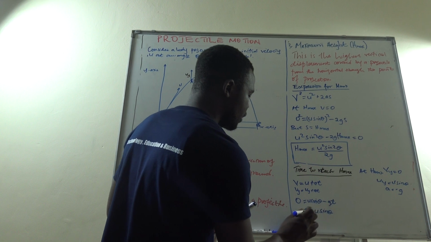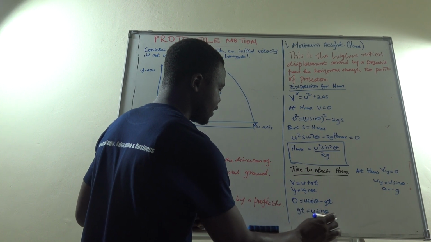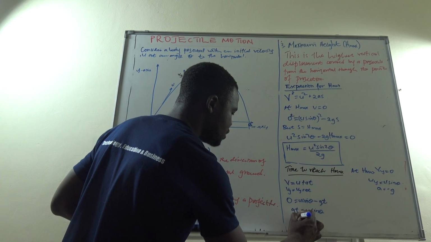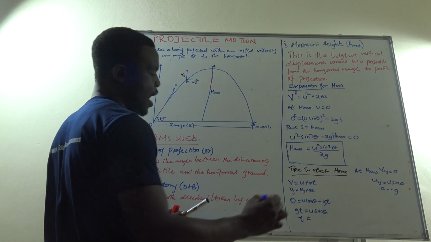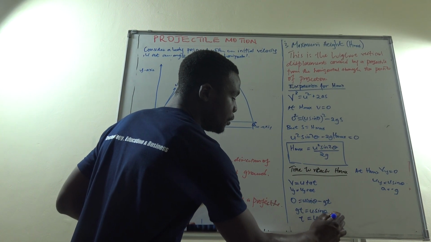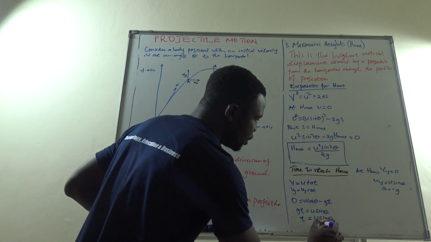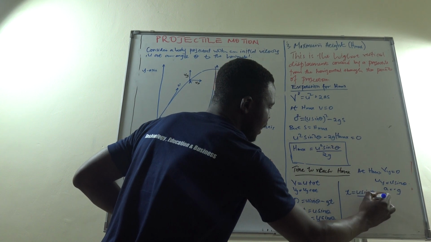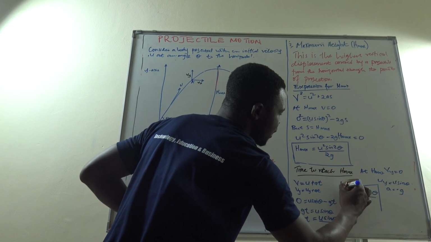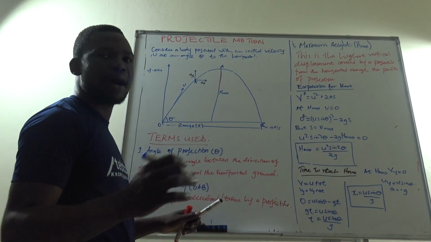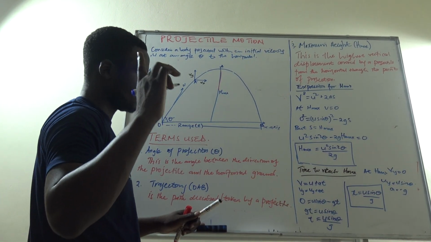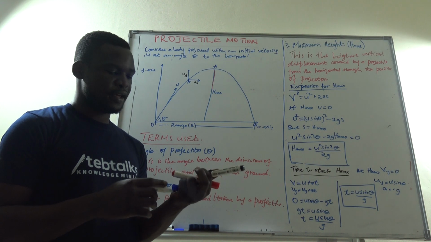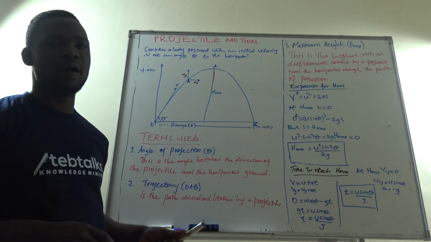When we collect like terms, gt comes this side and is positive. Therefore gt is equal to u sine theta. If we make t the subject of the formula, we are going to have u sine theta over g. And this expression, u sine theta over g, is the time taken to reach maximum height. So please make sure you practice these derivations, and we shall meet in the next video for more definitions.